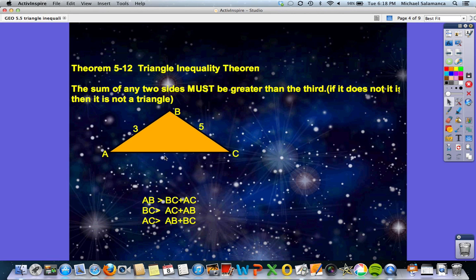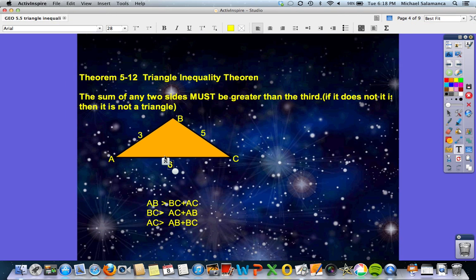Now, in order for this to be a triangle, let's just put a fake number in there, 6. Now, it says the sum of any two sides must be greater than the third. So let's just, for the record, pick the two smallest sides, 3 plus 5. Now, in order for this to be a triangle, the sum of those two sides must be greater than the third. So 3 plus 5, which is 8, is in fact greater than 6. So if this is true, it should work for the other two as well. 5 plus 6 is 11. Well, that's greater than 3. And 3 plus 6 is 9, and that's greater than 5.